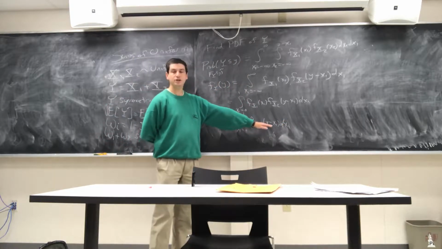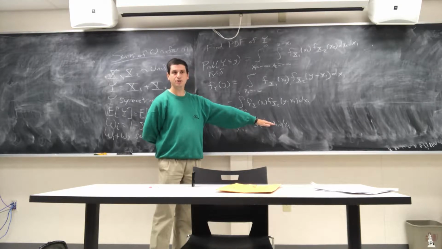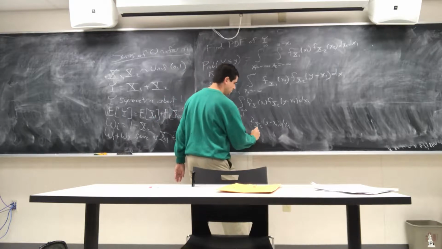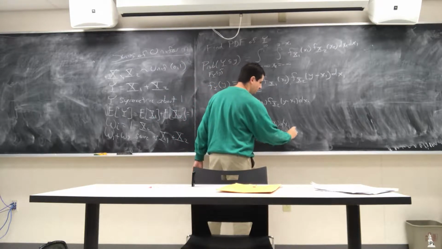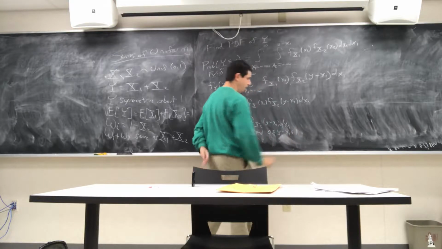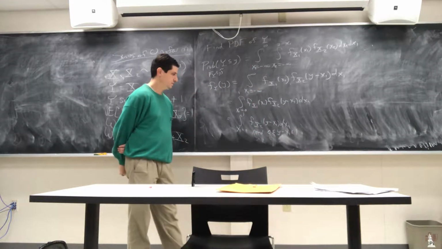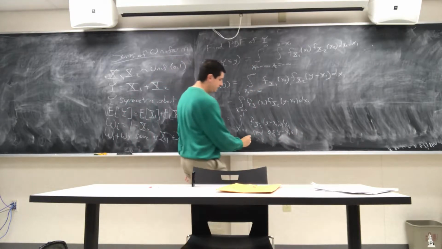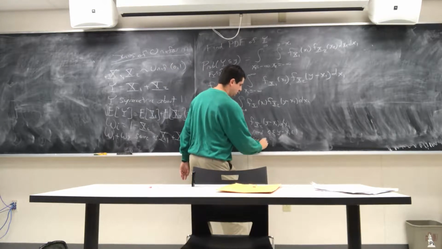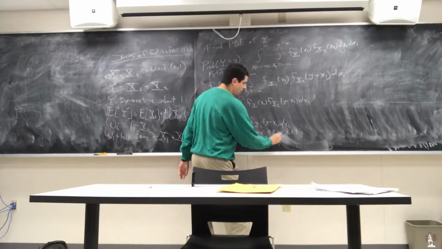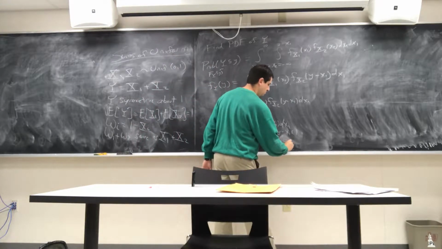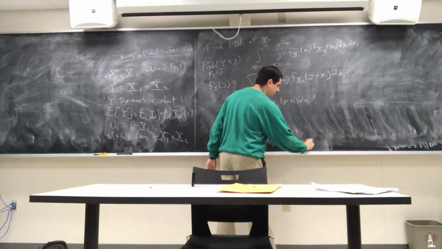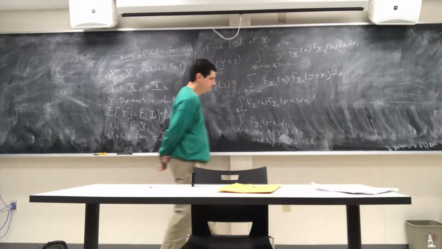So this is only going to be contributing if the argument is between 0 and 1. So we need 0 less than or equal to y minus x1 less than or equal to 1. So we get x1 is less than or equal to y, and y minus 1 is less than or equal to x1.